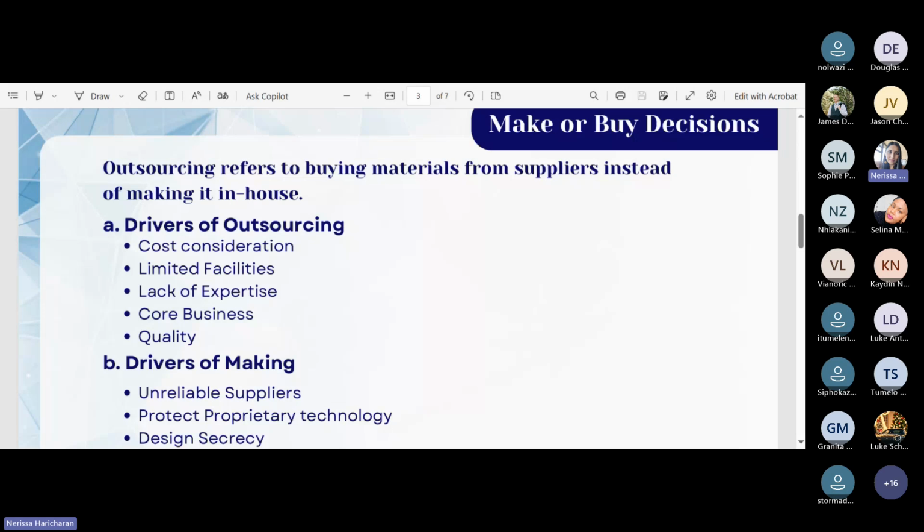So there are a lot of pros and cons to outsourcing, and we'll run through it as we go along the slides. But some of the drivers of outsourcing, number one, is a cost consideration.